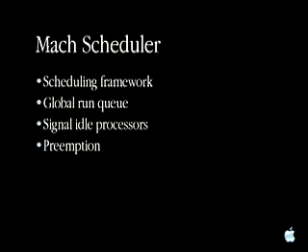The Mach scheduler was inherited from the OSF, the Open Software Foundation. We use a scheduling framework that they designed, but we've modified it heavily for our own use. It has a global run queue, meaning that all the tasks on the system get switched through on every context switch. The tasks that are runnable, I should say.